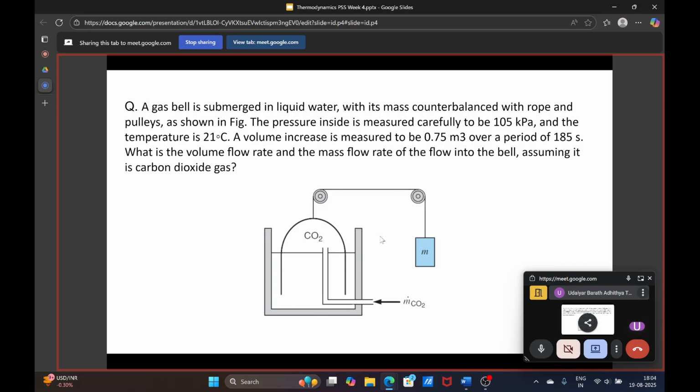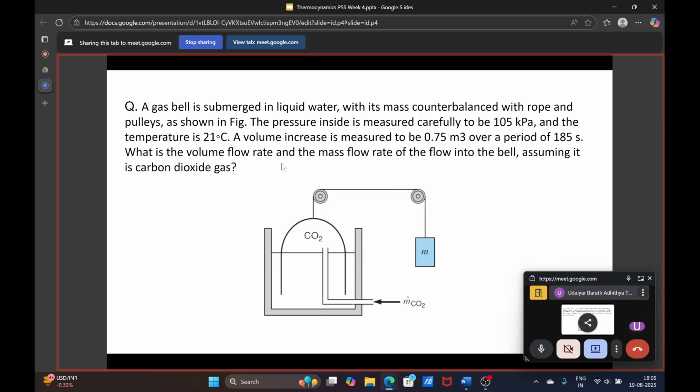Breaking it down, you have a bell which is submerged in liquid water and there is an opening here. You are pumping some carbon dioxide inside, which fills the volume, and if the pressure increases it will try to lift the bell up. Whatever gas is inside exerts a pressure upwards along with the buoyancy force, and that is balanced by your mass here and the weight of the bell.